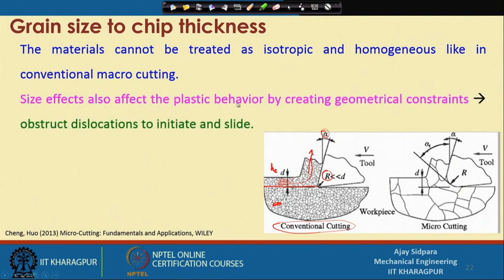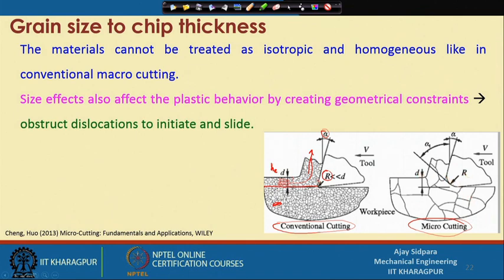Size effect also affects the plastic behavior by creating the geometrical constraint, obstructing dislocation to initiate and slide. Now, consider this example. This is the same thing, but at micro level cutting. Many things are changed here. First thing is the R is not smaller than the D. So, you consider R equal to D or R is bigger than D.